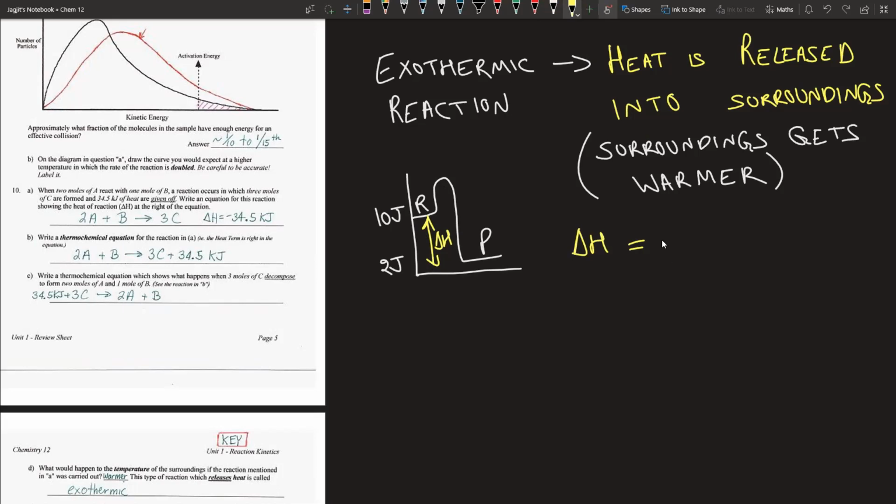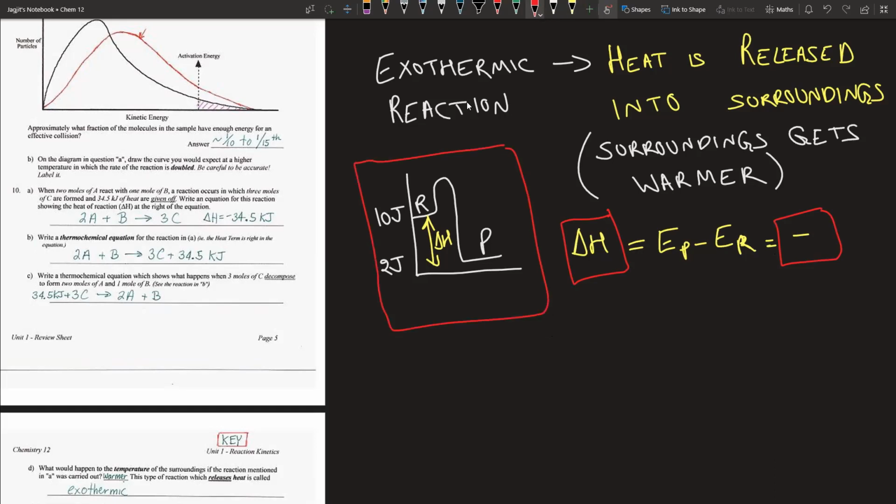How do we find our change in H? We always do energy of the product minus energy of the reactant. If you do it for this, you will see that it's a negative value. So keep that in mind. If your change in H is a negative value, it's an exothermic reaction. And you will need to remember this graph. Make sure you remember this graph by heart.